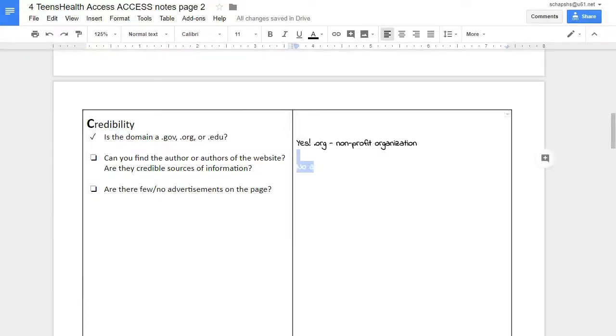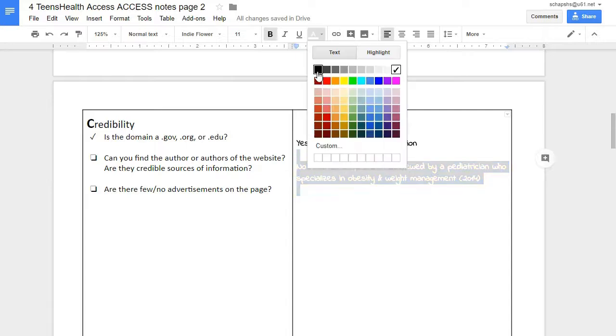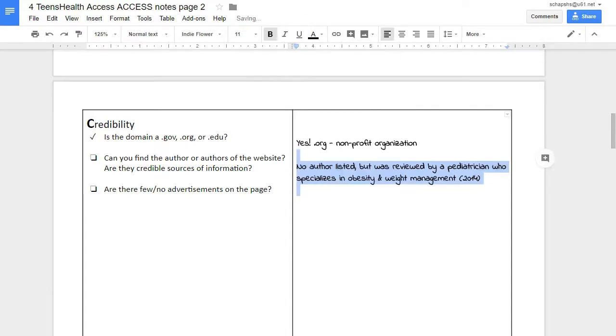So if I go back to my checklist, I want to make a note for myself that nope, there is not an author listed, but they did do the next best thing, which was to have it reviewed by an expert. But I still don't check this one off because technically there was not an author listed.